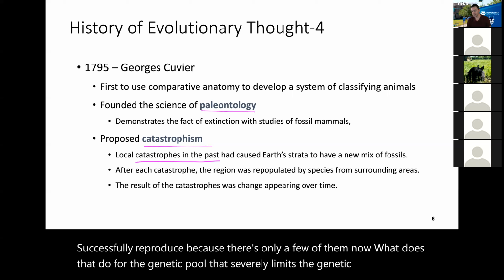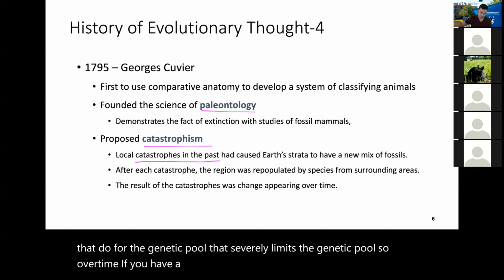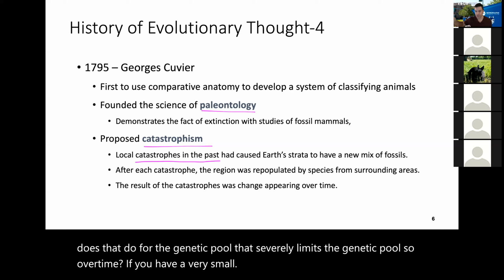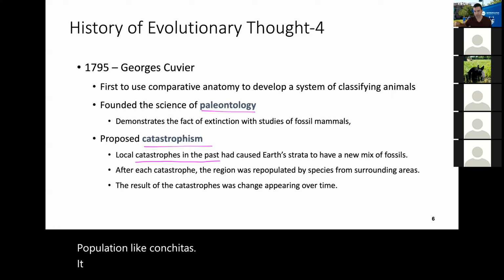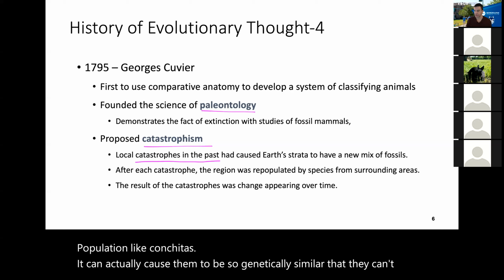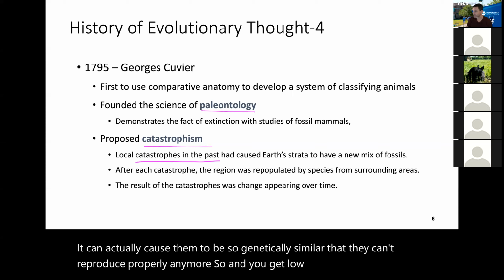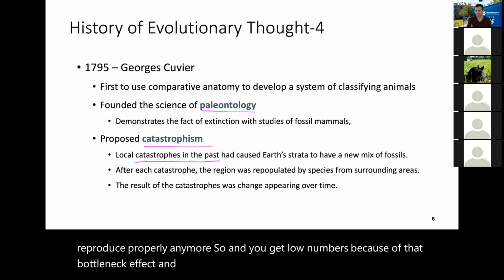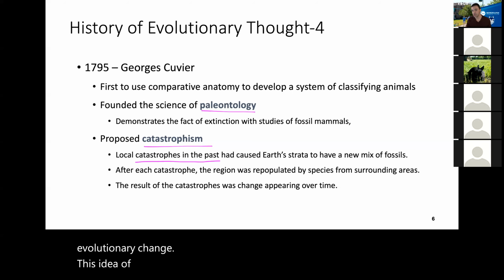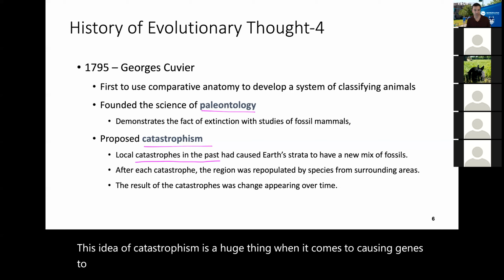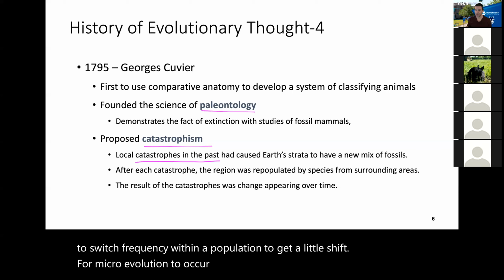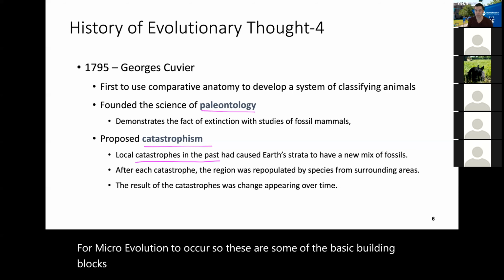So over time, if you have a very small population, like in cheetahs, it can actually cause them to be so genetically similar that they can't reproduce properly anymore. So you get low numbers because of that bottleneck effect. And that's one of the driving forces for microevolutionary change. This idea of catastrophism is a huge thing when it comes to causing genes to switch frequency within a population to get a little shift for microevolution to occur. So these are some of the basic building blocks for what we're going to be looking at, especially in the next chapter.